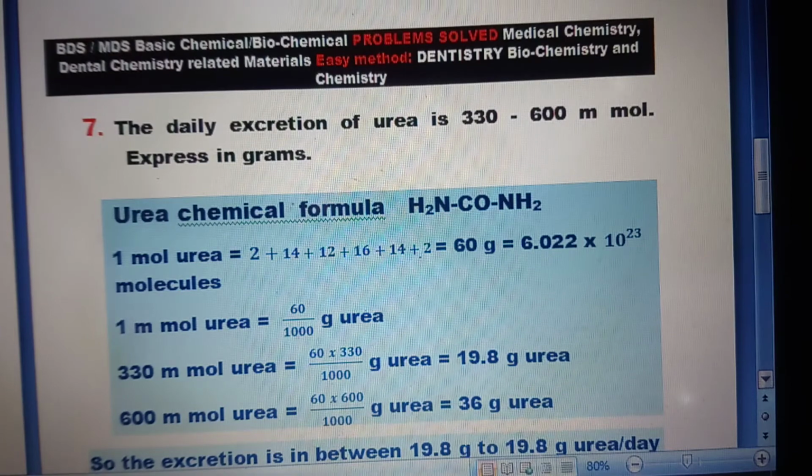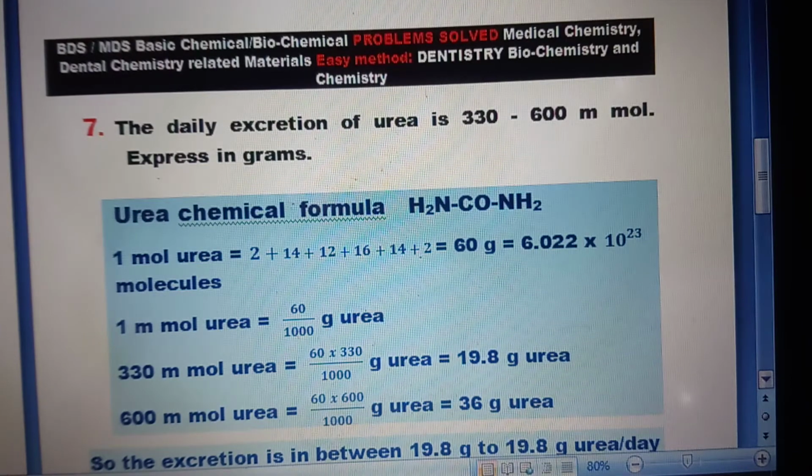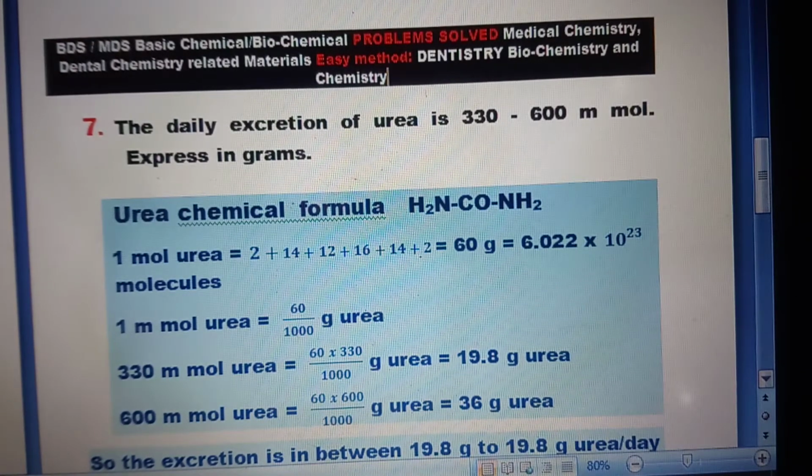For that, we need to know the chemical formula of urea. The chemical formula of urea can be written in various ways. One is CO(NH2)2, or you can also write H2N-CO-NH2. From that we can calculate the molar mass of urea. That is, 1 mole of urea will weigh 60 grams.